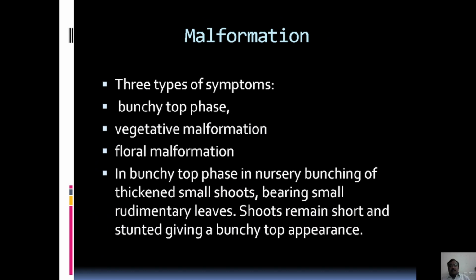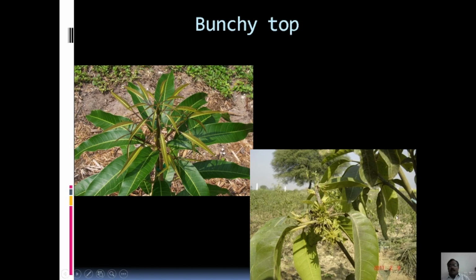And mango malformation, which is caused by Fusarium moniliforme, produces three important symptoms, that is the bunchy top phase, vegetative malformation, and thirdly the floral malformation. In the bunchy top phase, in the nursery, bunching of thickened small shoots bearing small rudimentary leaves are the common phenomena, and then shortening of internodes and stunted growth of the plant give a bushy appearance to the top portion. And this is the bushy appearance of the bunchy top phase.